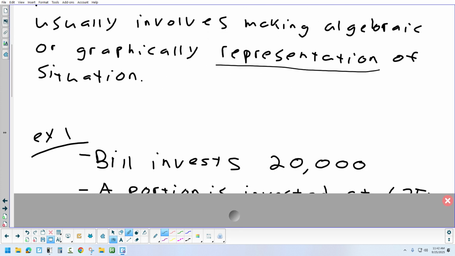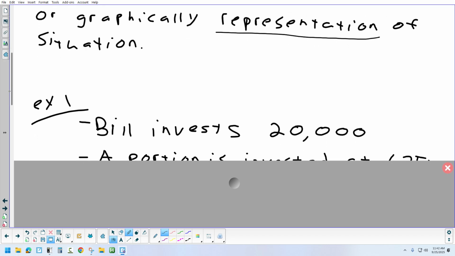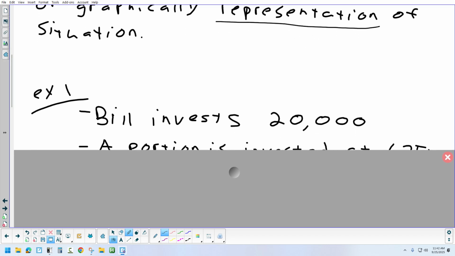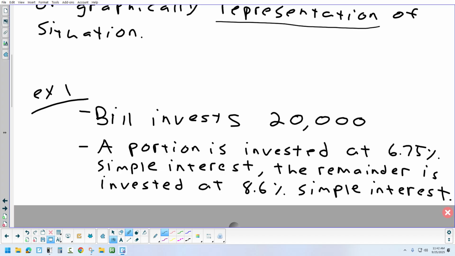All right, so let's look at this problem. This problem says that Bill is going to invest some money. He has 2 different investments that he's going to split this money up into. He's going to put all the money in, but how he breaks it up is up to him. Maybe he'll put 15,000 in one, 5,000 in the other. But he's got to put all 20,000 into these 2 investments.